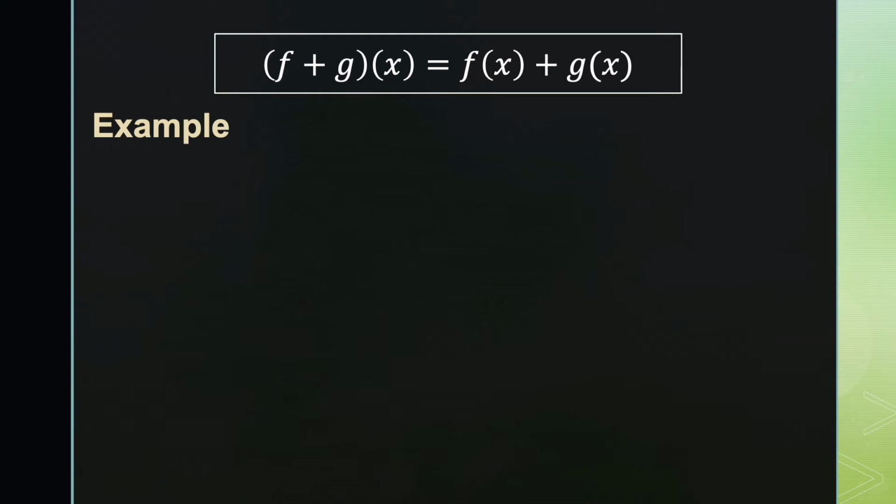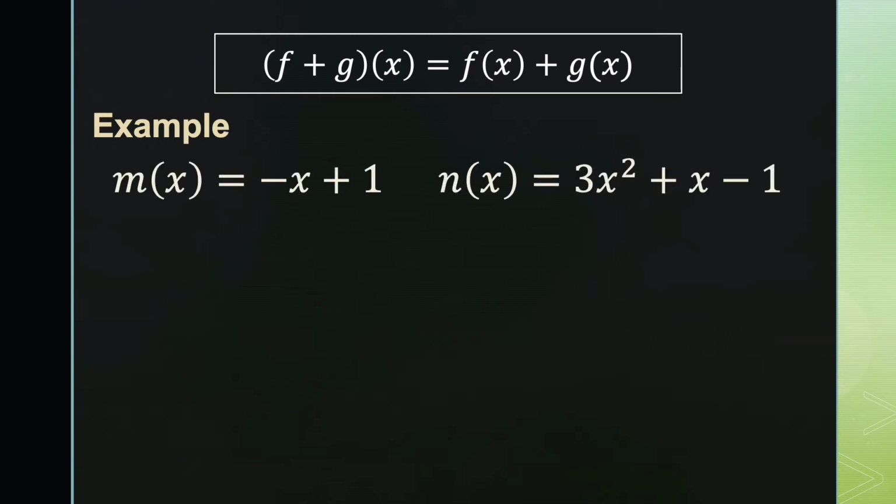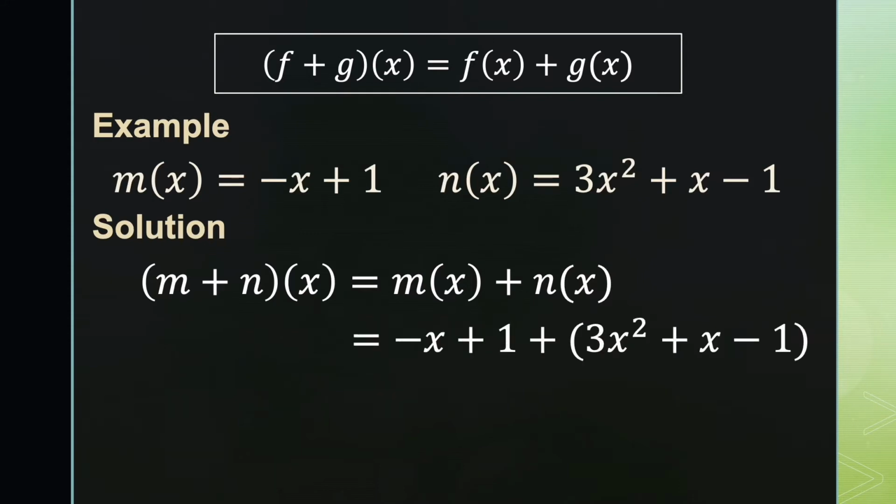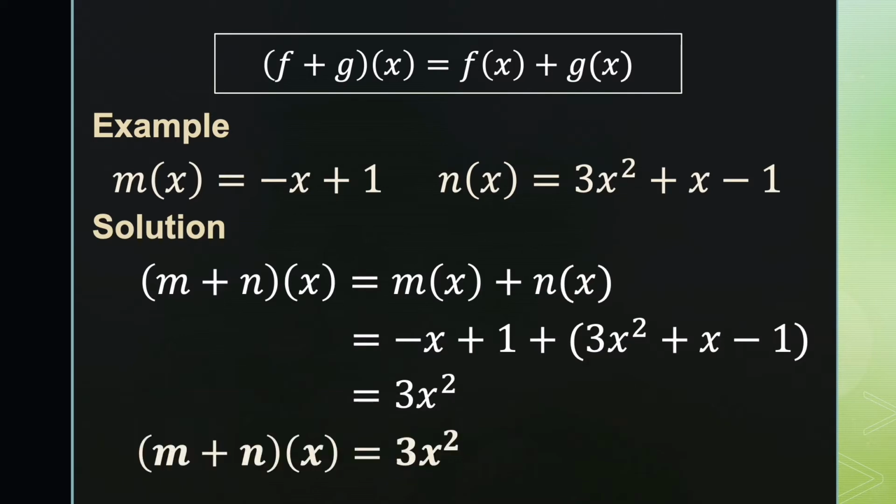Next example, consider m of x equals negative x plus 1 and n of x equals 3x squared plus x minus 1. From the definition of sum, we have m plus n of x equals m of x plus n of x. Substituting the values of m and n, we have negative x plus 1 plus 3x squared plus x minus 1. Thus, we have m plus n of x equals 3x squared.